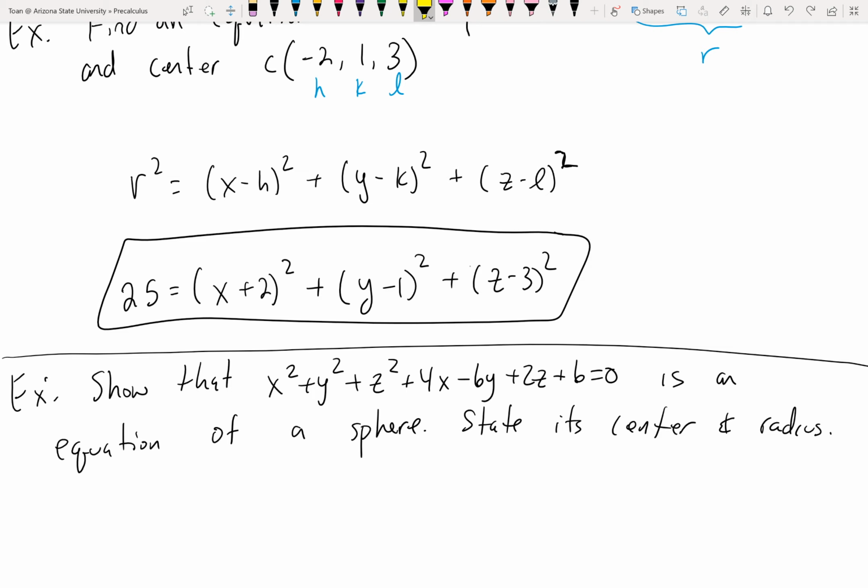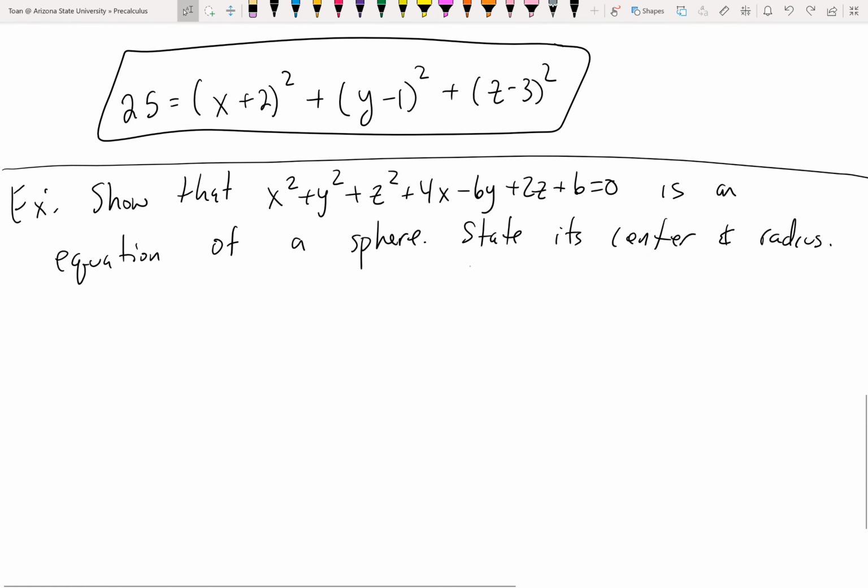So we need to somehow bring all the x's together, all the y's together, all the z's together, and transform them into parentheses squared. Well, that's a classic application. It's calling out for completing the square. So that's basically it. That's the only technique or methodology we need to consider for these types of problems. So let's go ahead and do this.